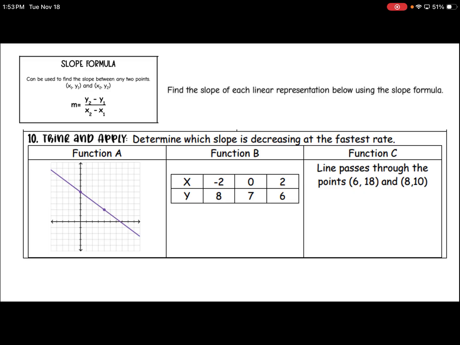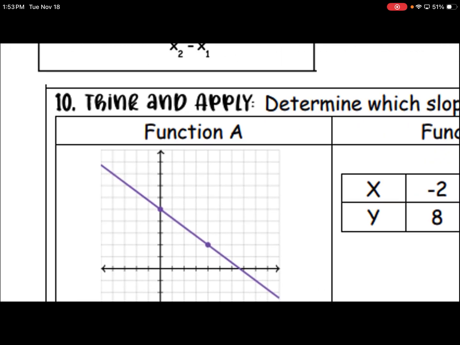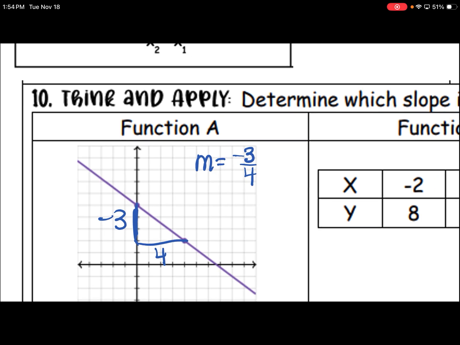All right, let's figure it out. Got to find the slope of each one. Does everybody agree for A? I would be going down 3 and right 4. This would be an M of negative 3/4. Yay or nay? Going down, negative slope. If anybody had a positive slope there, that should have been a clue that you made a mistake.